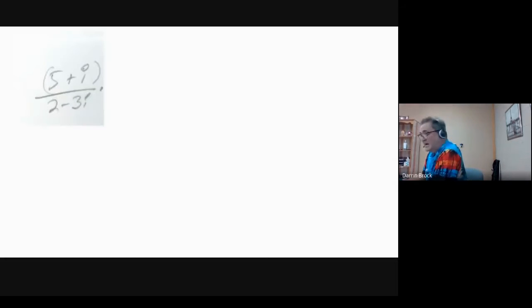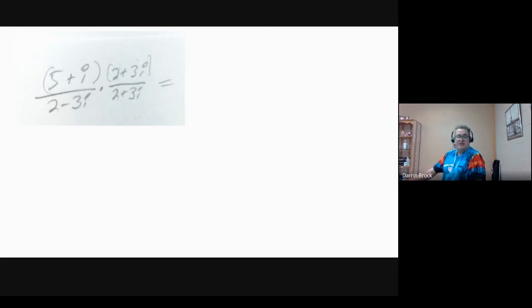And here's how we use that. Let me put some on paper. Say we are trying to do some math with 5 plus i divided by 2 minus 3i. How do we do that? We use the complex conjugate. We multiply by 1, and this is what our 1 is going to look like: 2 plus 3i over 2 plus 3i. That's just 1, right? It's like having 2 over 2. 2 divided by 2 is 1. 2 plus 3i divided by 2 plus 3i is 1. I'm multiplying this by 1.